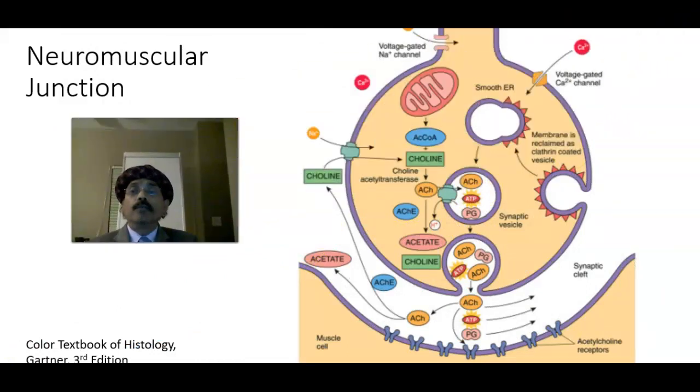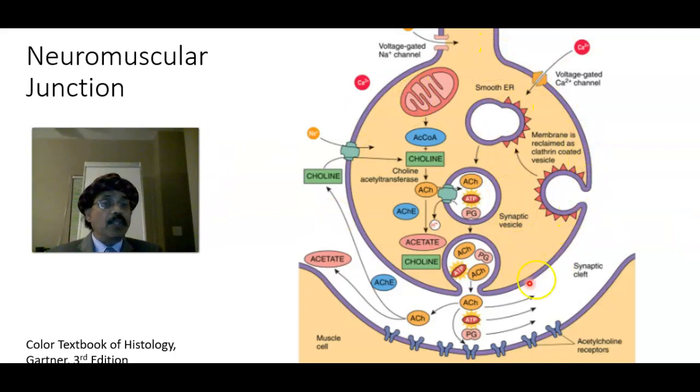So if we go through this, this is the presynaptic membrane. This is the axon terminal. It is rich in organelles like mitochondria and the endoplasmic reticulum. And what will happen? The calcium channel will open once the nerve impulse goes through the axon. That will help the synaptic vesicle to come in contact with the active site of the presynaptic membrane. Then it will be released here and attached to the acetylcholine receptor in the postsynaptic membrane.